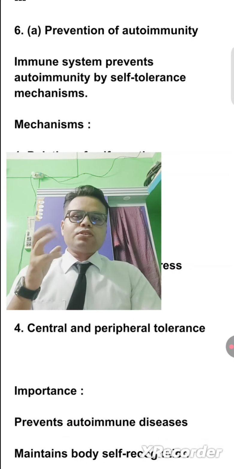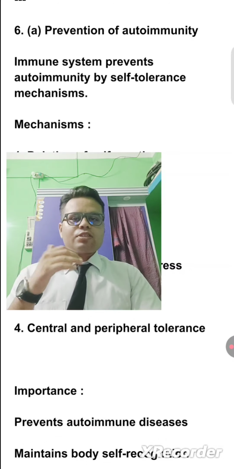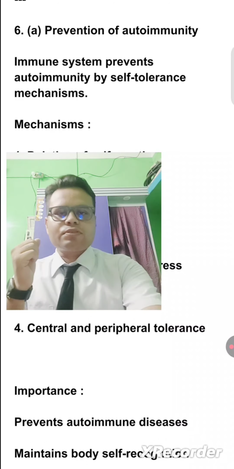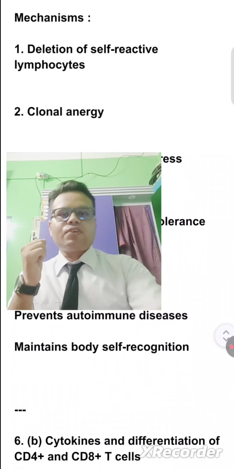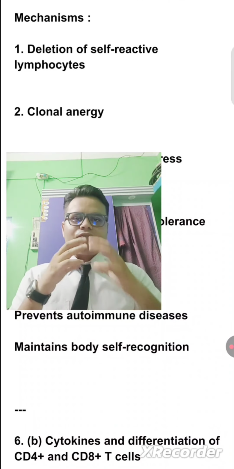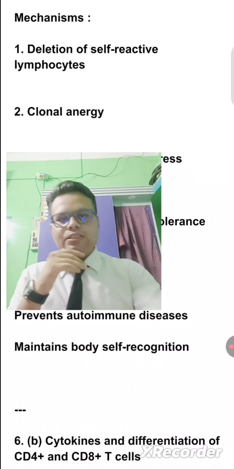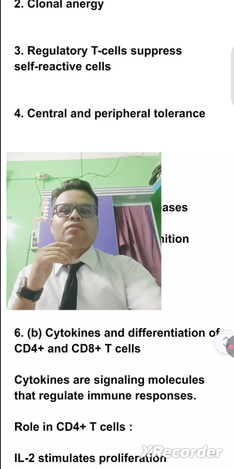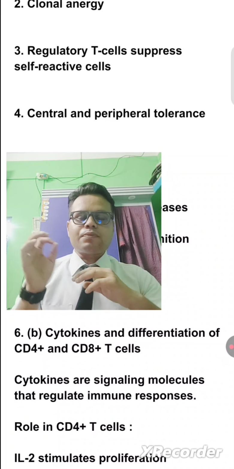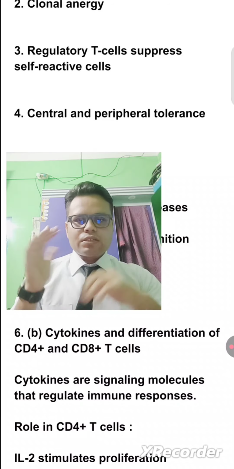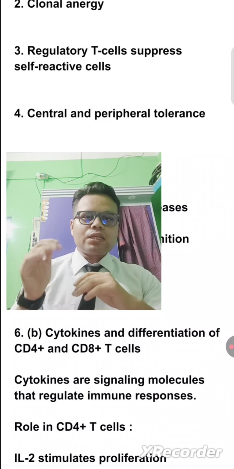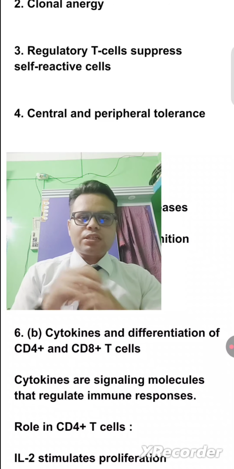So the immune system prevents autoimmunity by the self tolerance mechanism. And what types of mechanism are there? First, deletion of the self reactive lymphocytes. Second, clonal anergy. Third, regulatory T cells suppress the self reactive cells. Number 4, central and peripheral tolerance come under it.